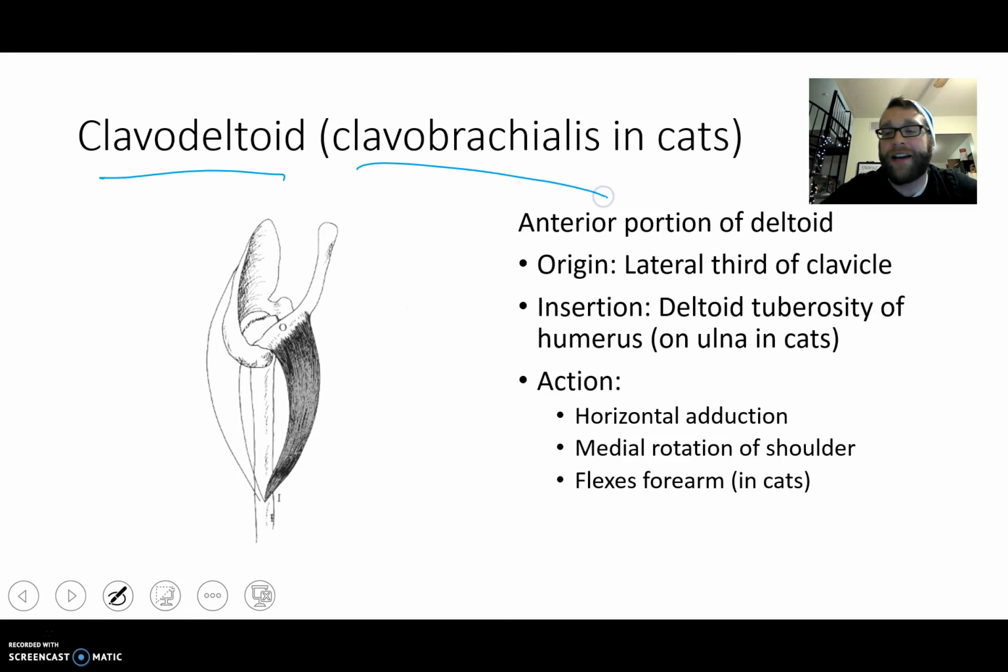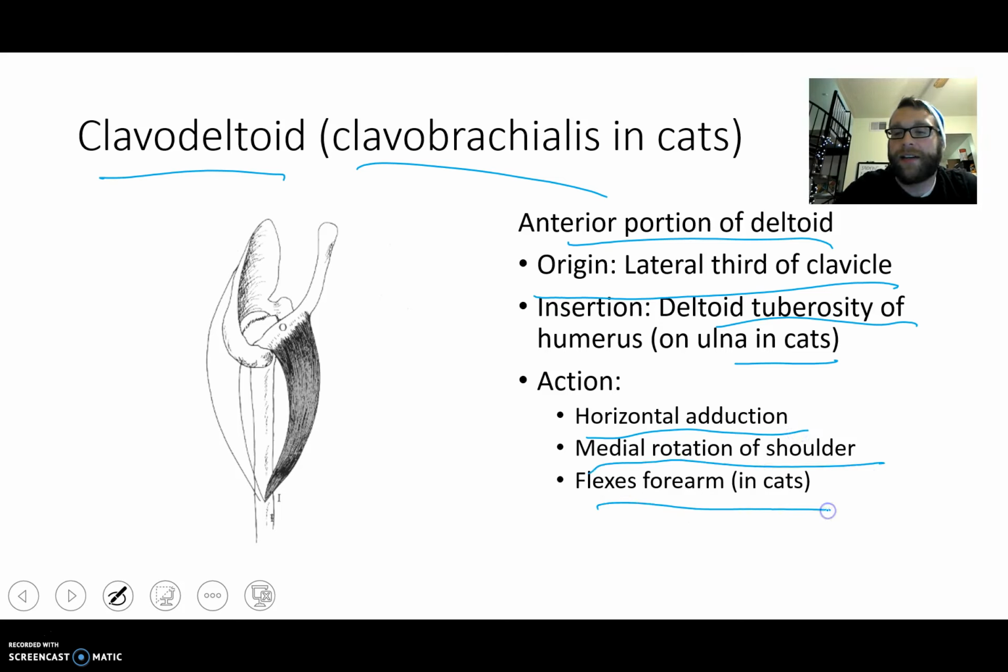In the cat, it's actually called the clavobrachialis. Anterior portion of the deltoid, origin: lateral third of clavicle, insertion: deltoid tuberosity of humerus. Actually, in cats, it goes all the way down the ulna. And then actions: it's horizontal adduction, medial rotation, and in cats, it flexes the forearm.